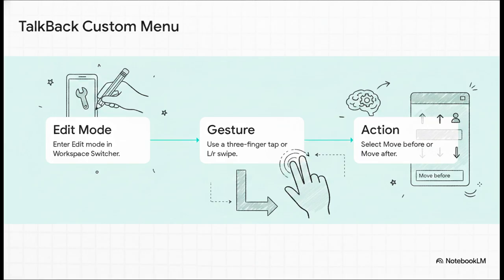Step 1, you enter edit mode. Step 2, use a simple 3-finger tap or swipe. Step 3, you just select a custom action from a pop-up menu that says Move Before or Move After. It gives the user complete control over their layout, with absolutely zero high-dexterity dragging required.